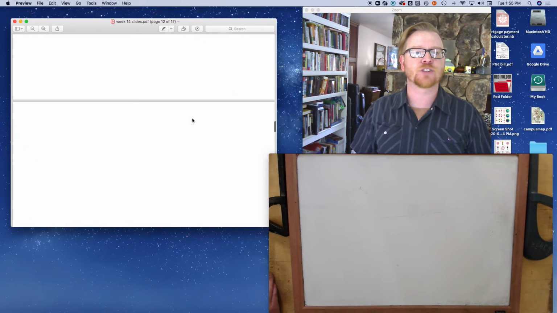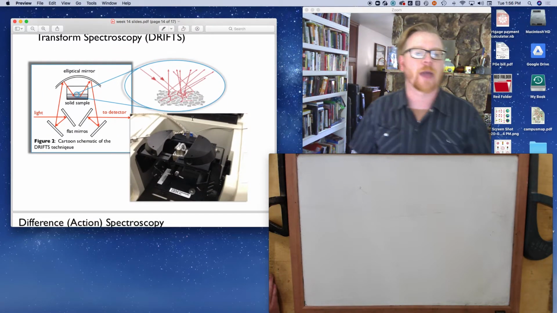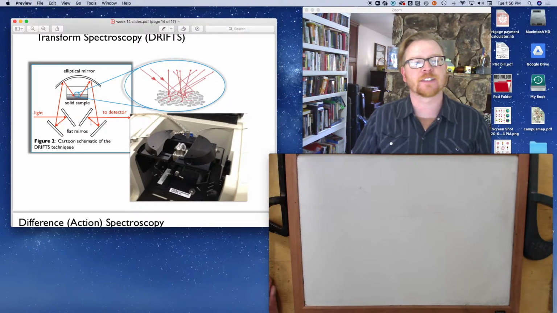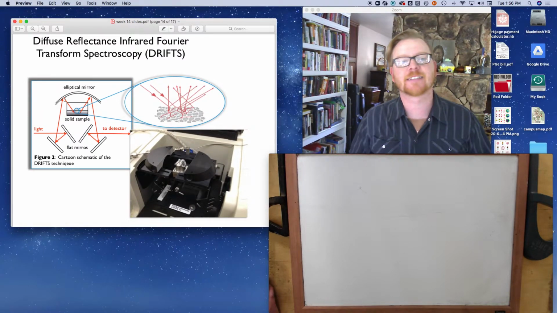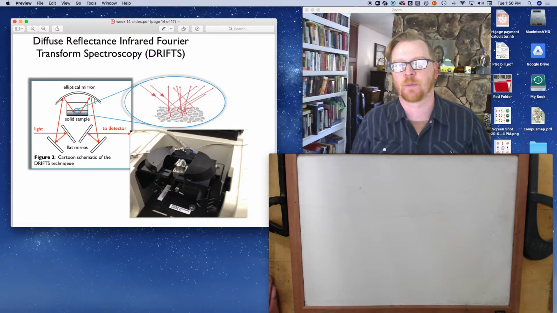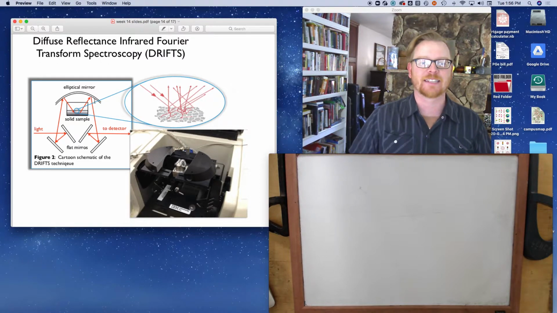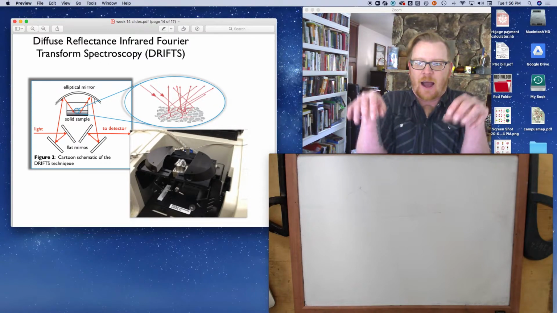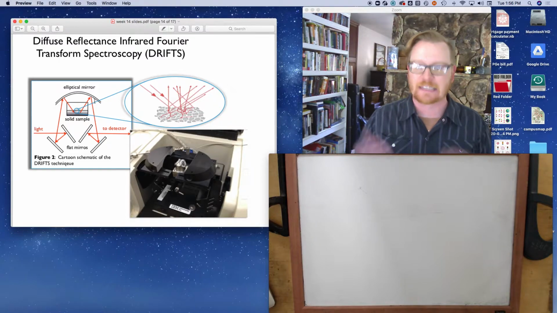So in a DRIFTS accessory, let me find it. Here we go. Okay, so you have a sample holder, and you have a series of convoluted mirrors. Not all DRIFTS accessories are the same, except for the fact that they all contain an elliptical mirror. Some of them are called the praying mantis because the accessory actually looks like a weird little praying mantis. I'll try to dig up a picture or Google praying mantis DRIFTS. You'll see it. They look like a praying mantis.